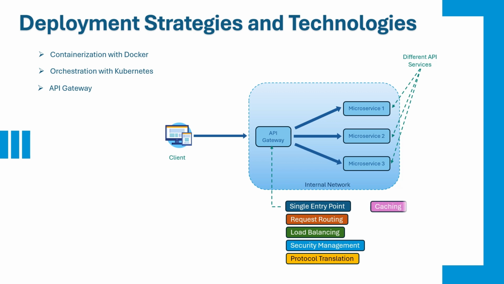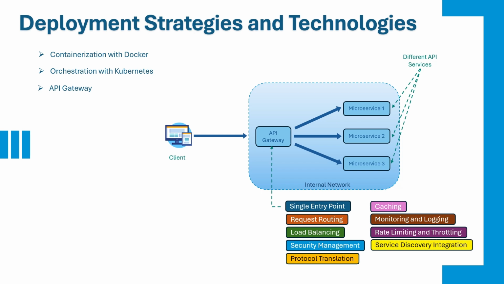Caching is implemented to enhance performance by reducing latency, while monitoring and logging provide detailed insights into system operations. Additionally, rate limiting and throttling help manage traffic flow, preventing overload and ensuring stable performance. The API gateway also integrates with service discovery and contributes to fault tolerance, maintaining service availability even when individual services encounter issues.